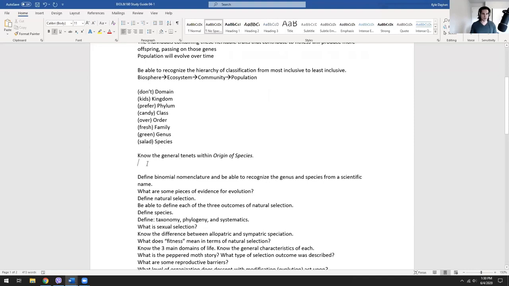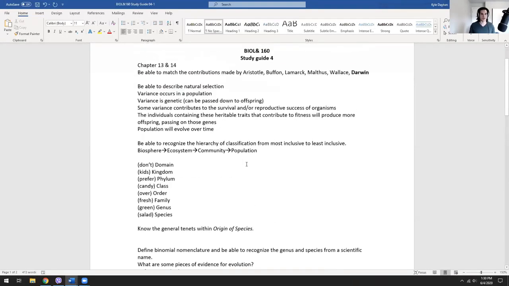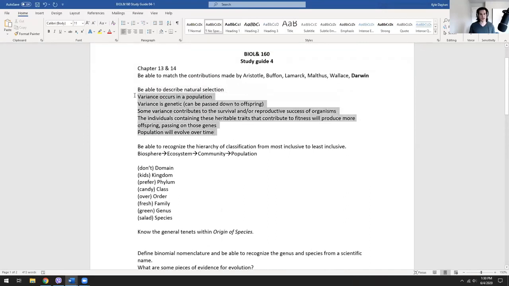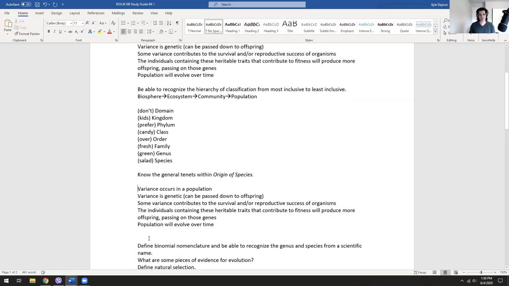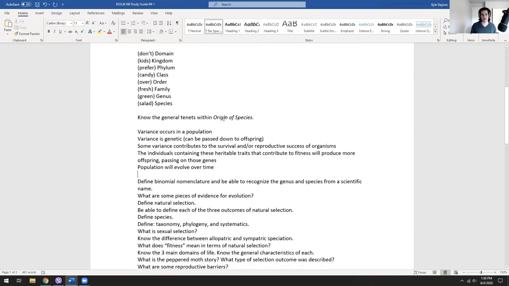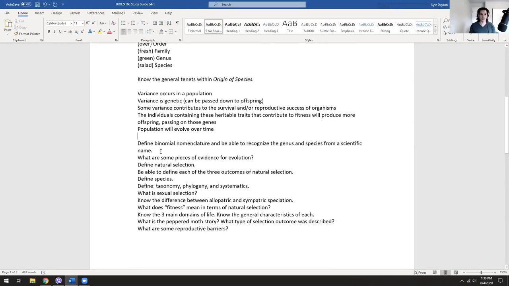All right. So know the general, and the thing is, you might have to get specific because there are specific species of cats and specific species of dogs, so they're not all going to be the same. Know the general tenets within the Origin of Species. Oh, okay, I was describing natural selection to you guys. It's derived from the tenets of the Origin of Species. That's the mechanism that we were provided with in that book.